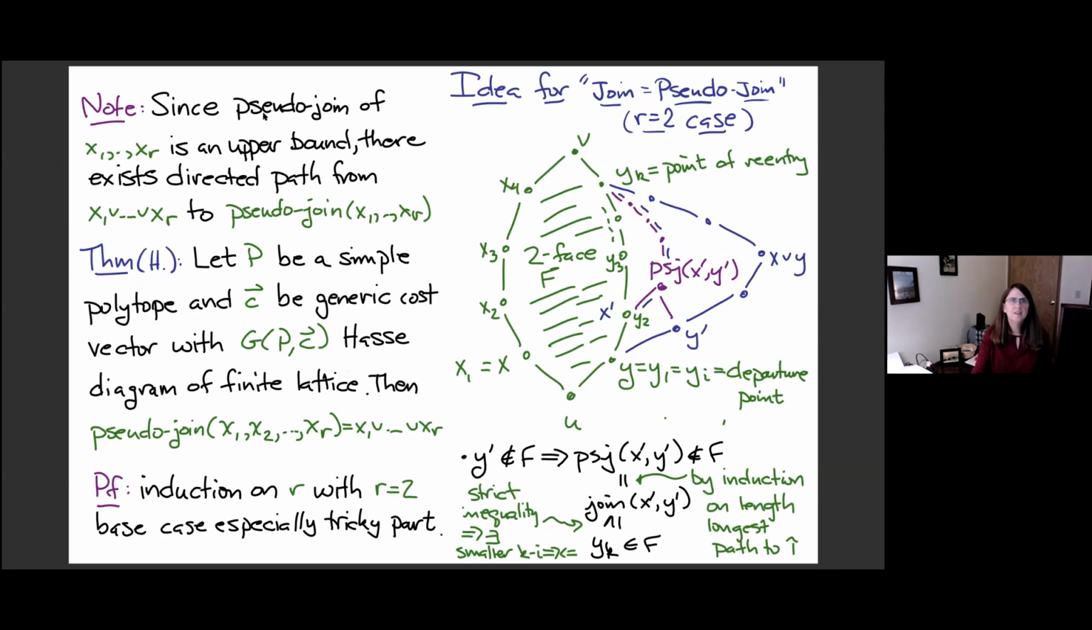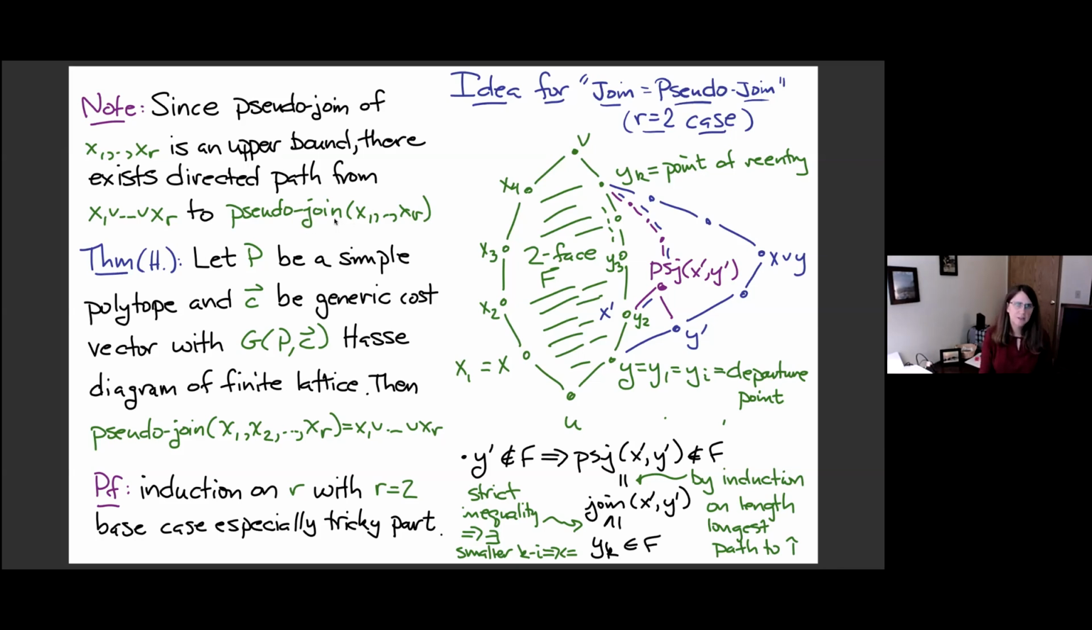And since the pseudo join of x1 through xr is an upper bound, whenever we're talking about a lattice, there will exist a directed path from the least upper bound, the join of x1 through xr, to the pseudo join, right? So if they're not the same, there has to be a directed path from here to here, since this will be less than or equal to every upper bound, and this is an upper bound.